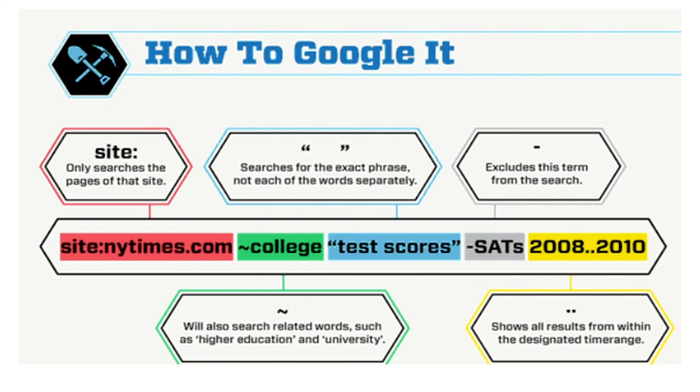The next qualifier is a tilde with the word college next to it. A tilde will let you search related words such as higher education or university without necessarily having to type these in. On the opposite side of things, using quotation marks, say around a phrase like test scores, would search for that exact phrase, not each of the words separately. Using the minus sign will exclude a term from your search results, and using two periods between years or a date range will let you search for all results that occurred or were posted within that date range.